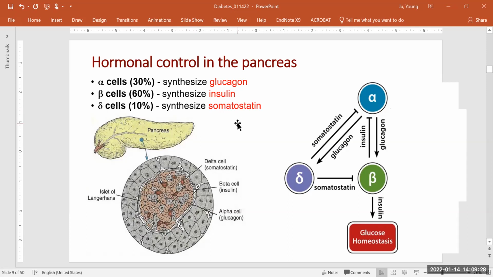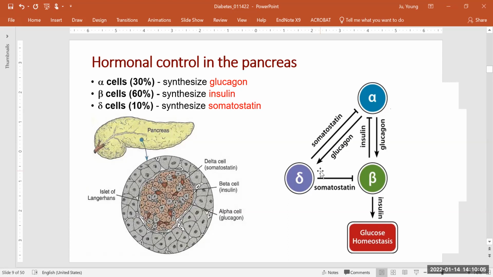So when blood glucose levels rise after a meal, beta cells in the pancreas release insulin into the bloodstream to maintain glucose balance. We call that glucose homeostasis. And glucagon released from the alpha cells counteracts insulin to keep blood glucose concentration normal. And then somatostatin released from the delta cells acts in balance with insulin and also glucagon.